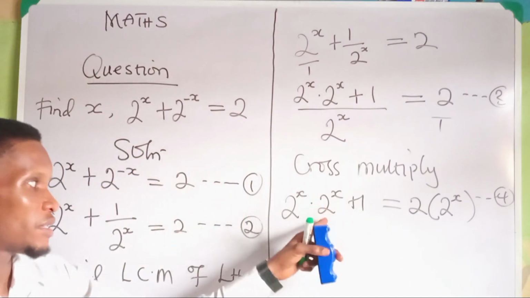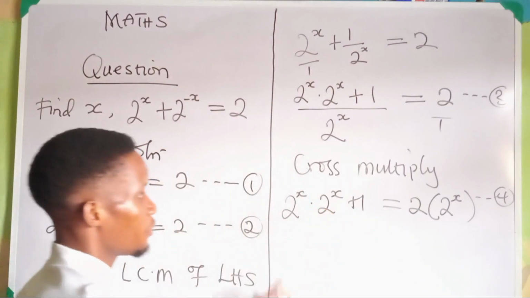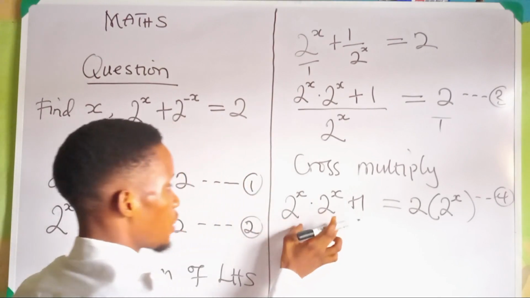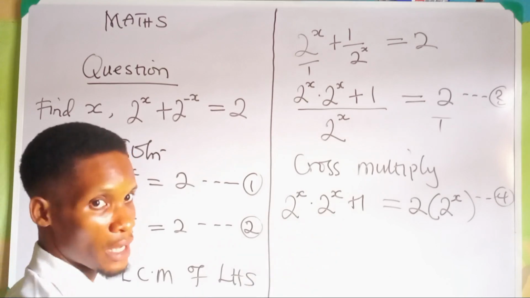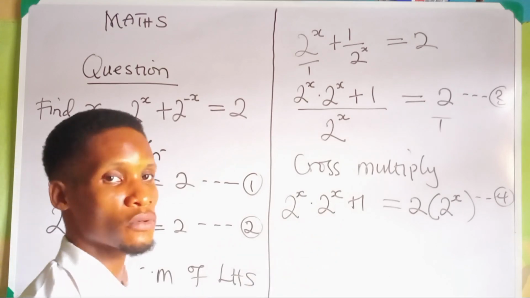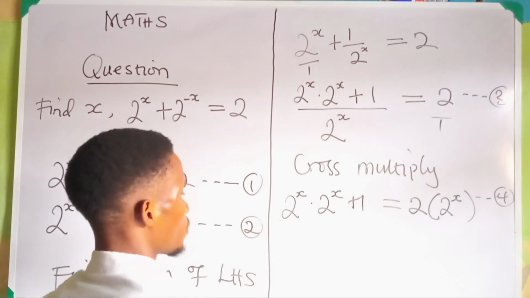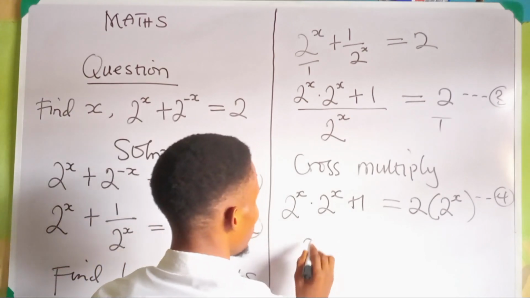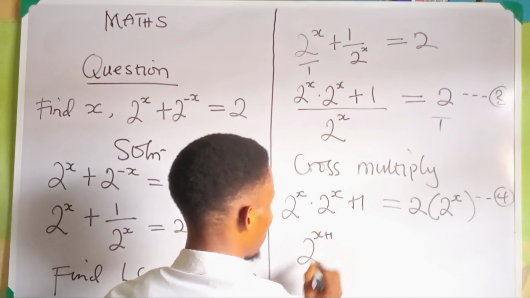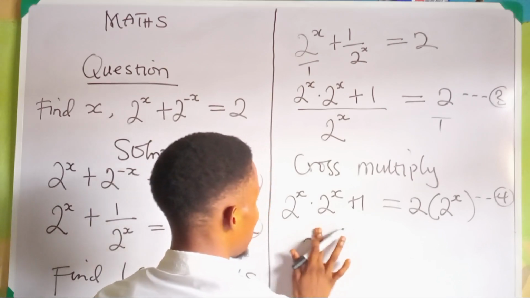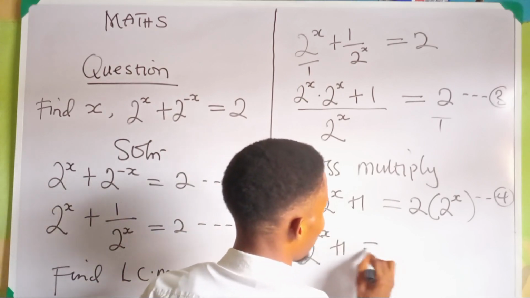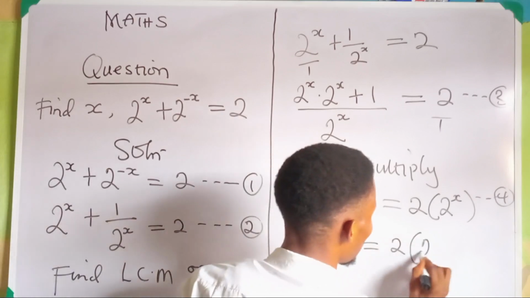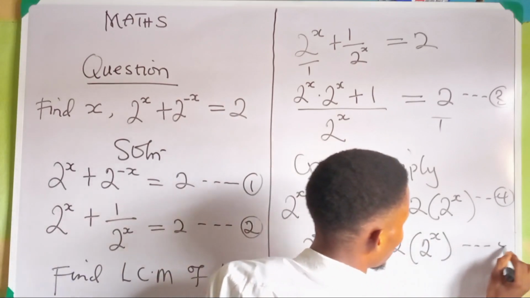If you look at this side, you know that we're having 2 raised to this power. They are of the same base. So we collect one of the base and add the powers. That's the multiplication law of indices. So I'm going to have 2^(s+s), and s plus s is the same as 2s, plus 2^s equals 2 times 2^s. This is equation 5.